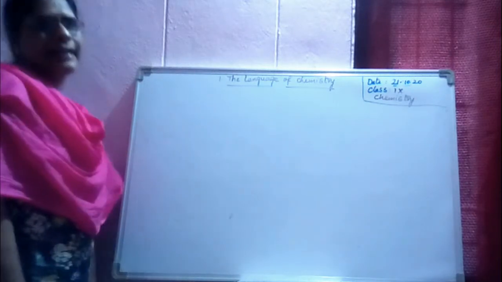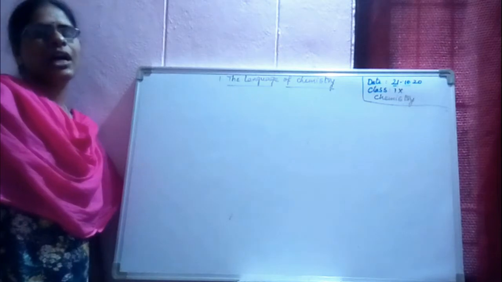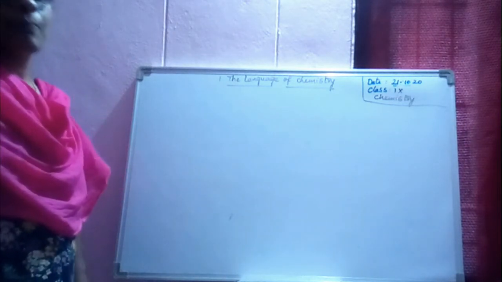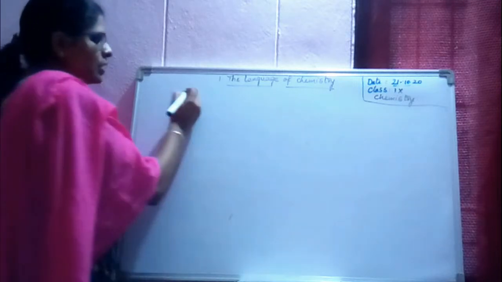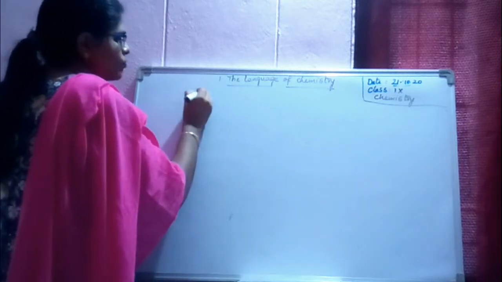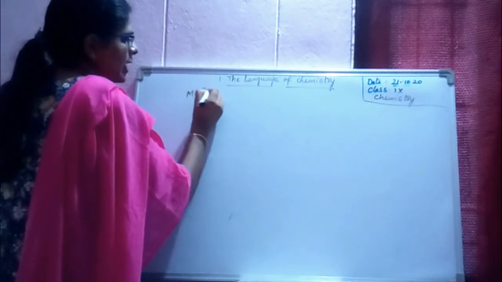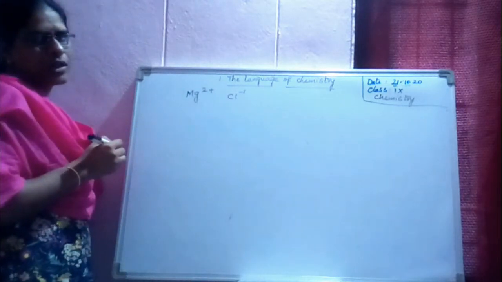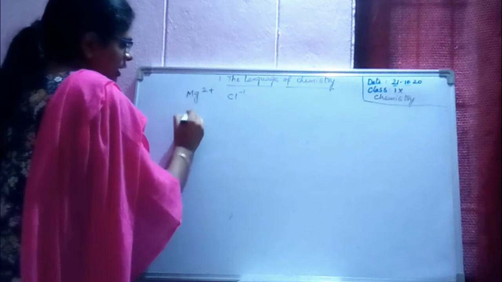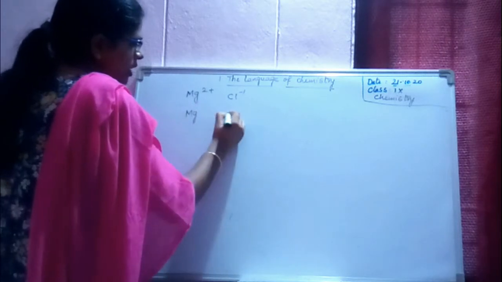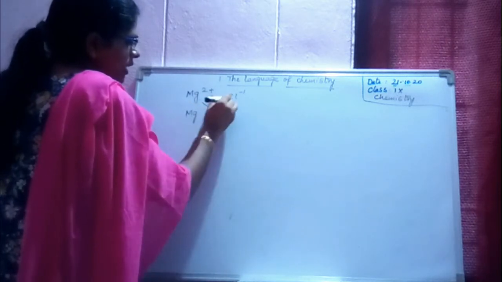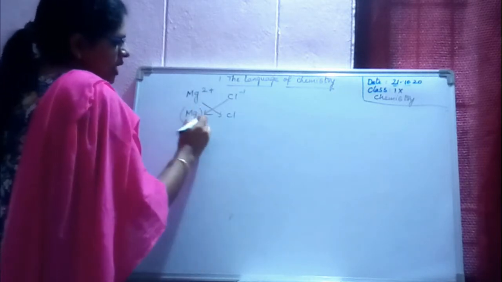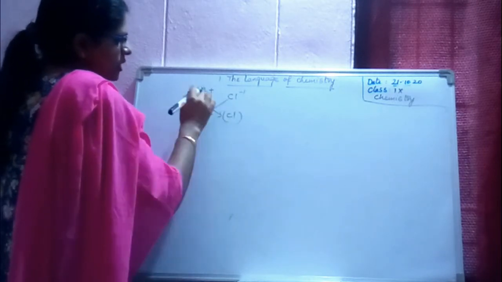In the earlier class, we have studied how to write the formula of certain compounds. I have told you like Mg2+ Cl-1. I have given you homework also: how to write the chemical formula MgCl. Just interchange those charges. How much is the charge? 1. How much is the charge? 2.